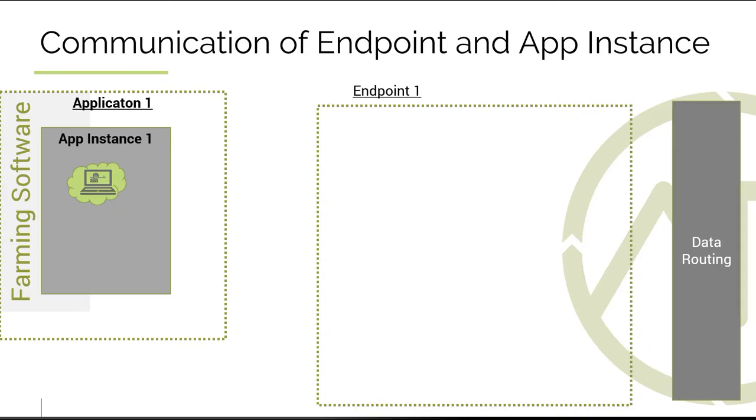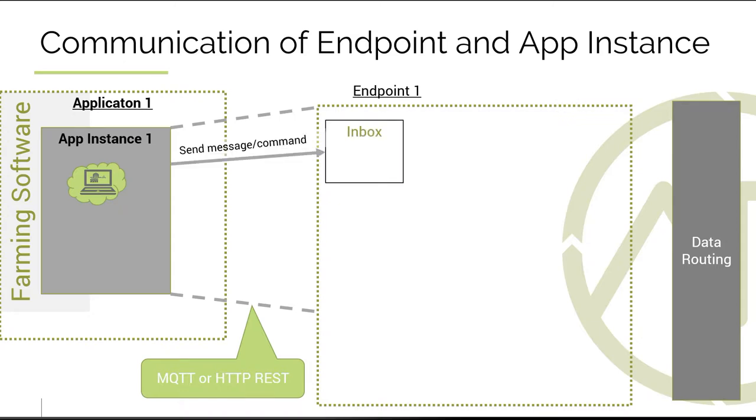And this app instance, as we already told, has an endpoint. So if your app instance wants to connect to the endpoint, it needs a network connection. This is the layer where we can talk about if you want to use MQTT or HTTP REST. And once you have made this decision, you can send messages and commands to the inbox. And there are three possibilities or three groups of messages slash commands we can talk about here.